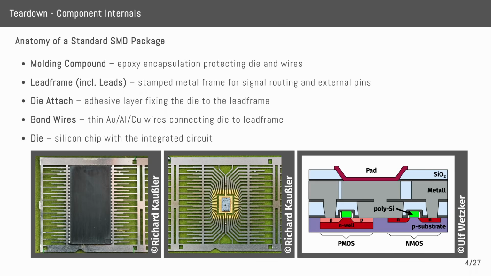The die is the actual silicon chip itself. And it has some pads on the sides, typically. And then you will have small bond wires which interconnect the chip with the legs on the outside.